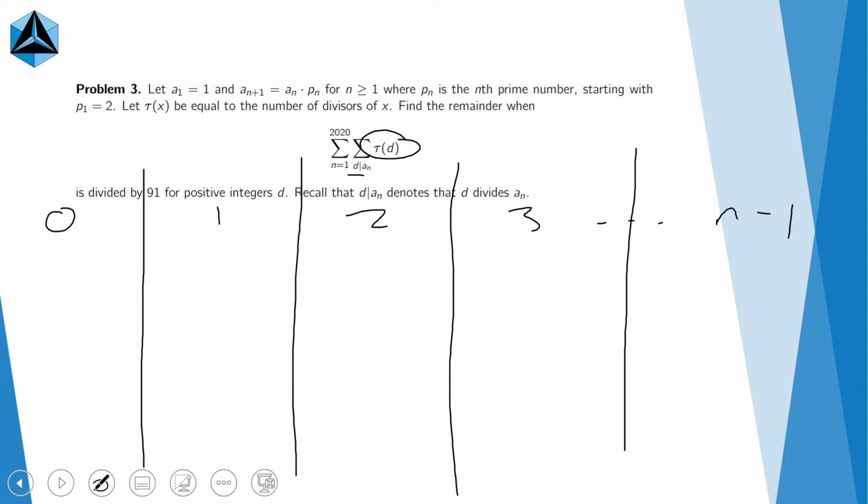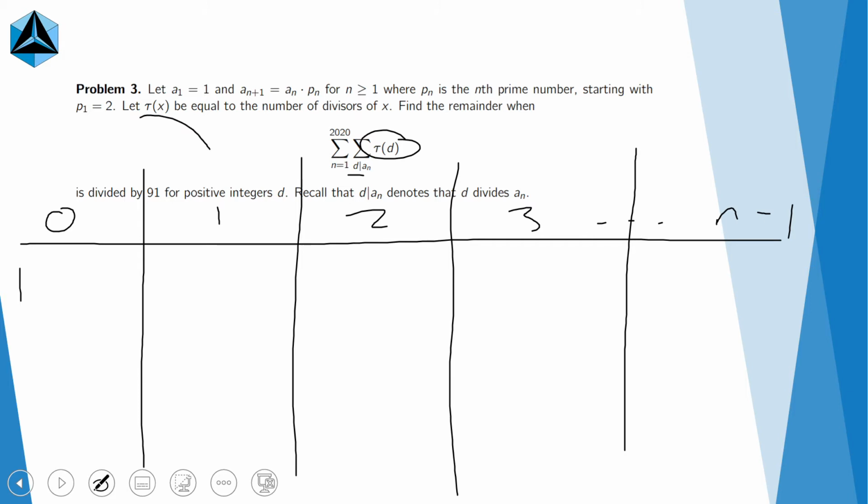The first step to evaluating the sum of tau of d in each group is to realize how many numbers are in each group. The 0 group is fairly obvious. There's only one number. That number is 1, because no other number has no prime factors. So that's fairly easy. Then we move on to group 1. How many numbers have only one prime factor?